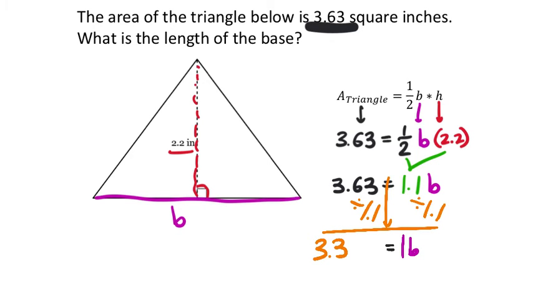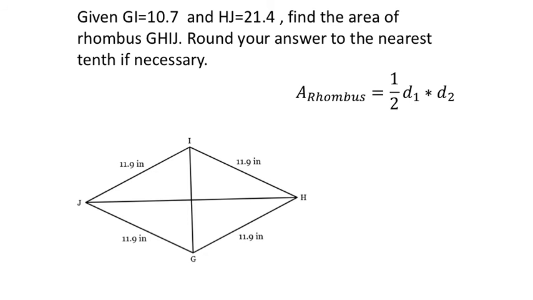Now this is the length, right? So I'm just going to label this one in inches, and that would be the base value here. For this one, it says GI is 10.7. GI is the length that is given here. It's kind of a poor line, but that's 10.7. And then it gives us HJ, which would be this length right here.